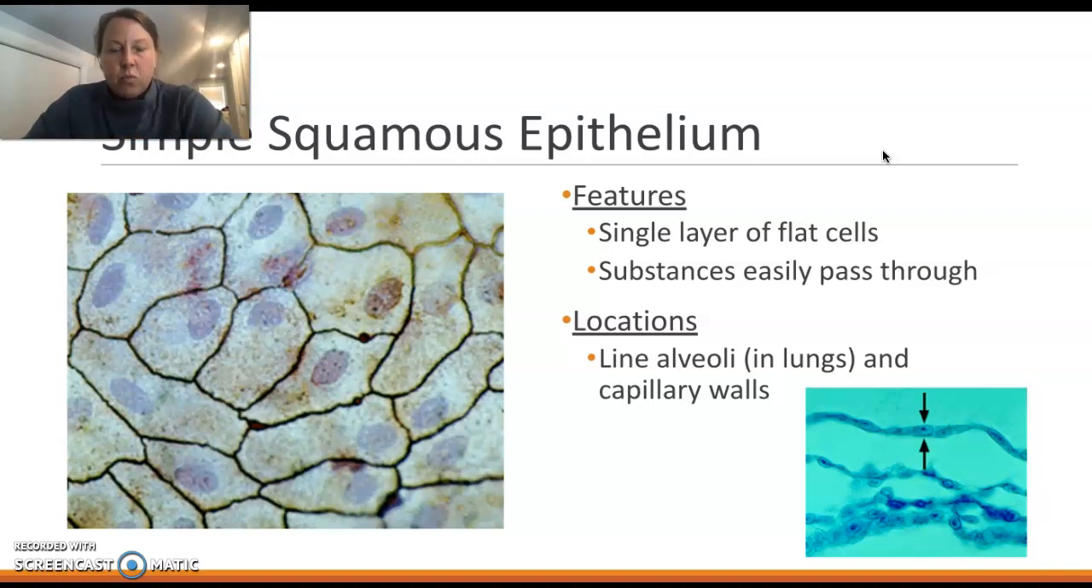So if we think about where in our body we want these really thin layers of cells, well, think about the alveoli, the tiny air sacs in our lungs. If we have just one single layer, then substances can pass through. In the alveoli, carbon dioxide and oxygen can pass through, and then capillaries as well. So think about nutrients or hormones being able to get through. Simple squamous epithelium allows that.